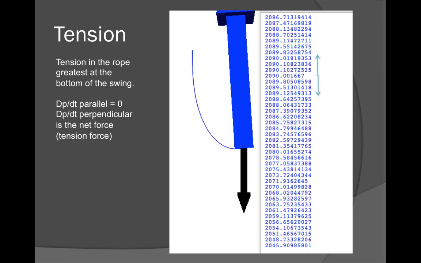First, let's look at where tension is the highest in the system. By printing out the magnitudes of the tension force, we are able to see where in the curving motion the tension force is the greatest. Here we can see that around here, at the bottom of the swing, the tension is greatest. We expect that here because dp/dt parallel is 0, and dp/dt perpendicular, or the tension force, is the only thing acting as a net force. So we should expect that to be where the tension force is the largest.